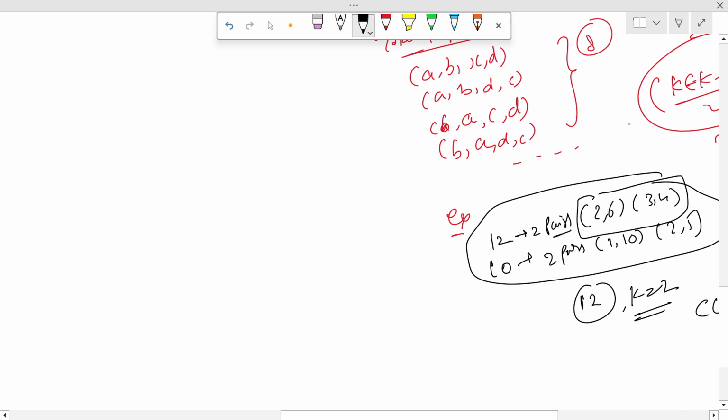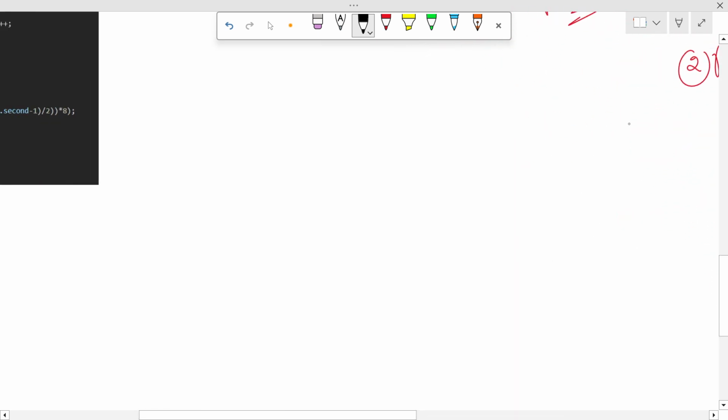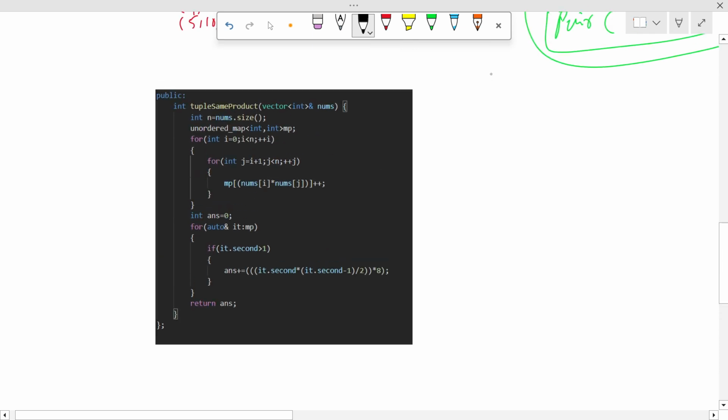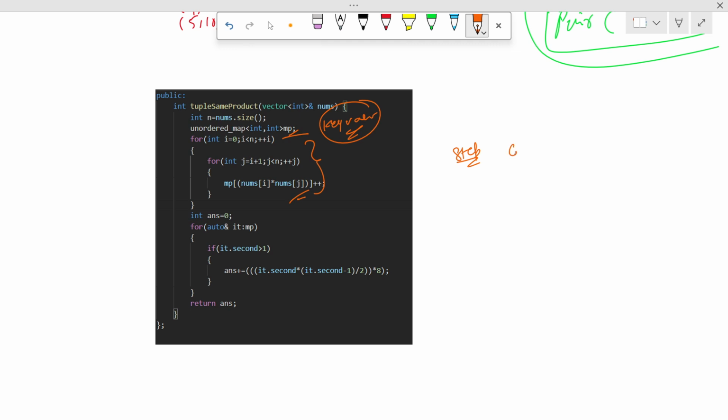And now let's look at the coding implementation part. So first we have to declare an unordered map to store the key values, and we have to iterate over all the values, and then compute the product of pairs, and after the product of pairs, we store the frequency in our unordered map. So the first step is to compute the product, and the second step is to compute the valid tuples.